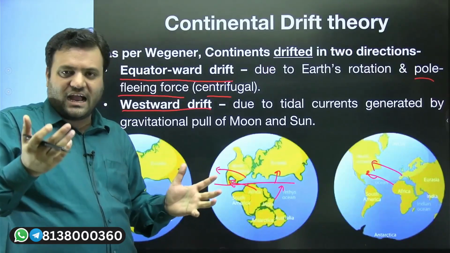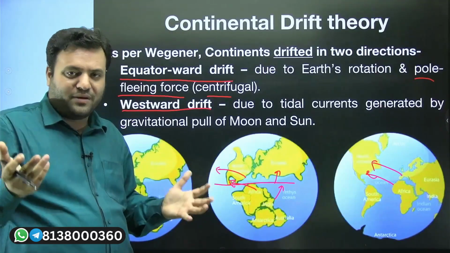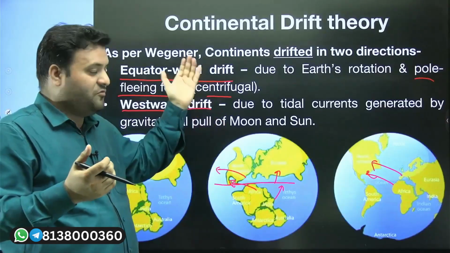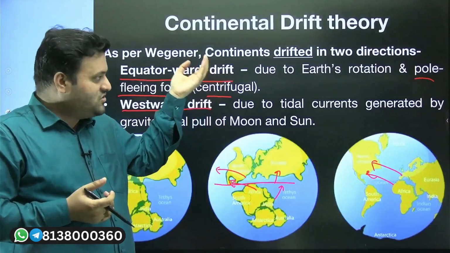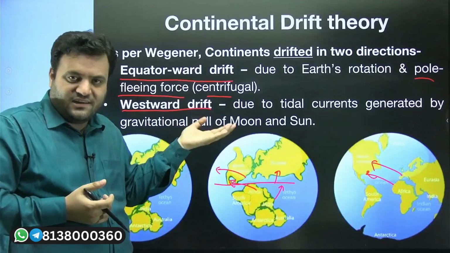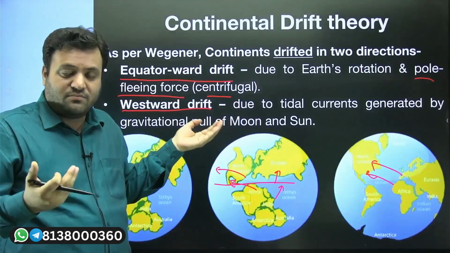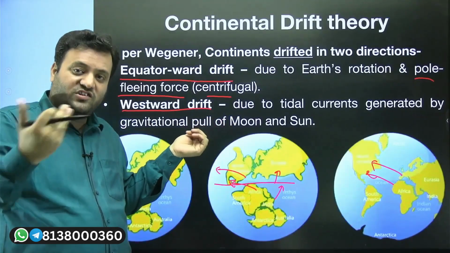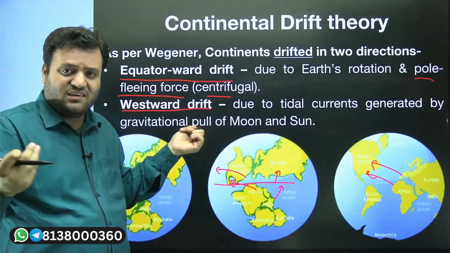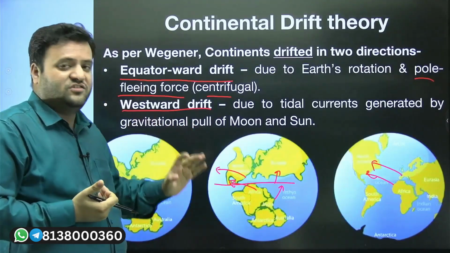So based on these two premises, these two sets of driving mechanisms, Wegener attempted to explain the logic, the cause, the reason behind the drifting of these continents.